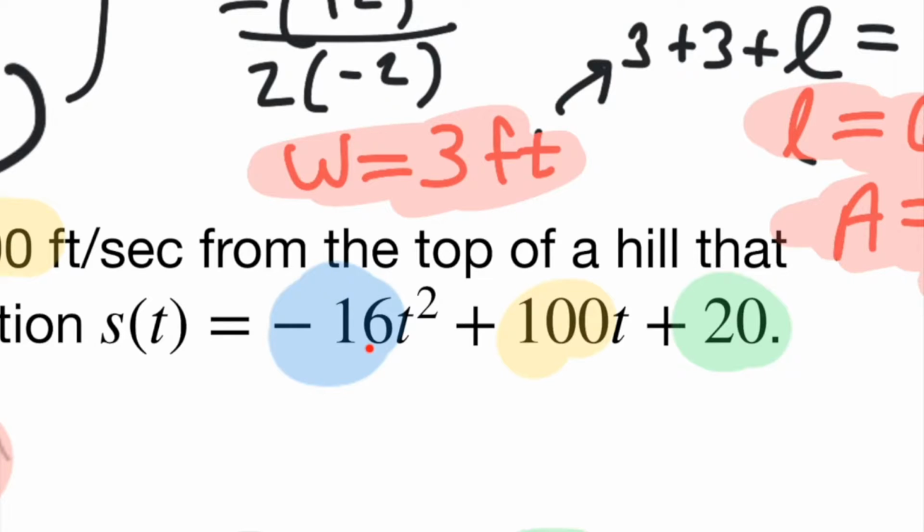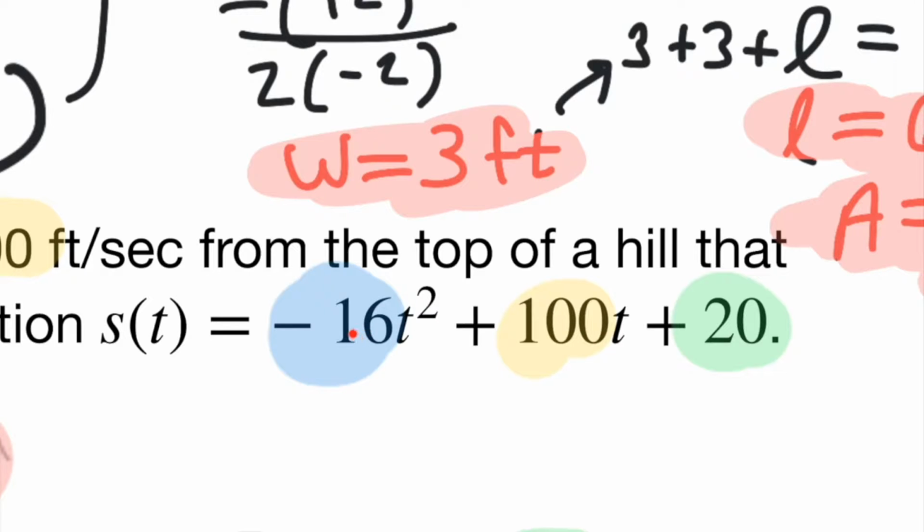And negative 16 comes from the fact that we're measuring it in feet, and we're standing on Earth. Earth is this, the gravity is this strong, pulling it downward all the time. That's what the negative is there for. Negative indicates pulling down, a downward motion.